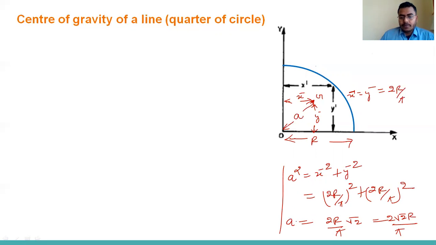So we are getting a is equal to this. Why I'm writing this, we will see in the coming slide. So just remember this distance from the O, that is 2 root 2 r divided by pi.